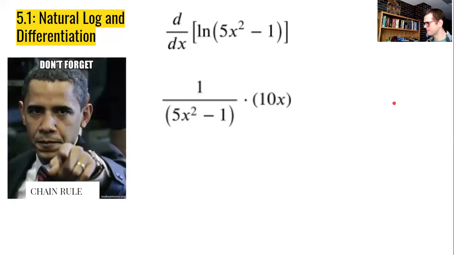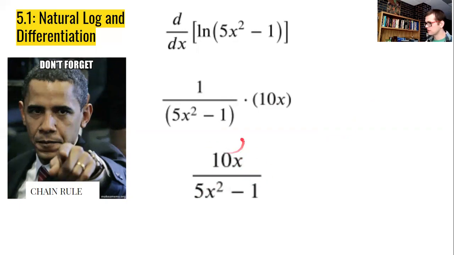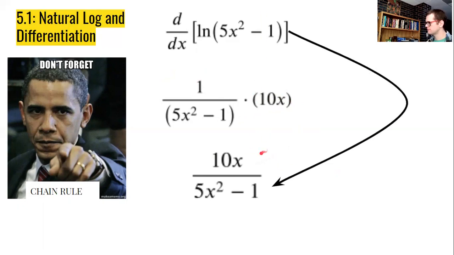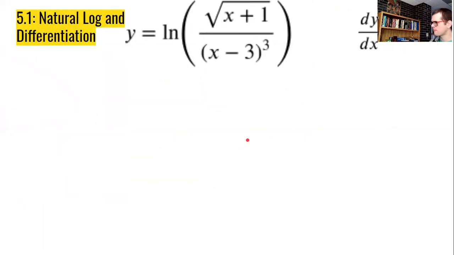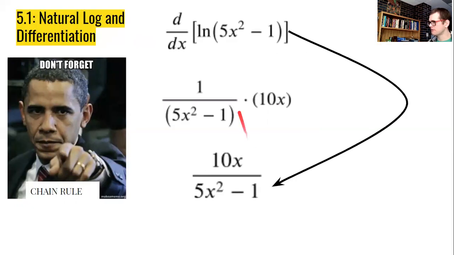Don't forget the chain rule, by the way. But that's our answer. This is probably the best version of the answer, because this is an easy simplification, just putting this on top. Okay, so this is a pretty straightforward example, right? I have natural log, boom, just 1 over that times the derivative of that.